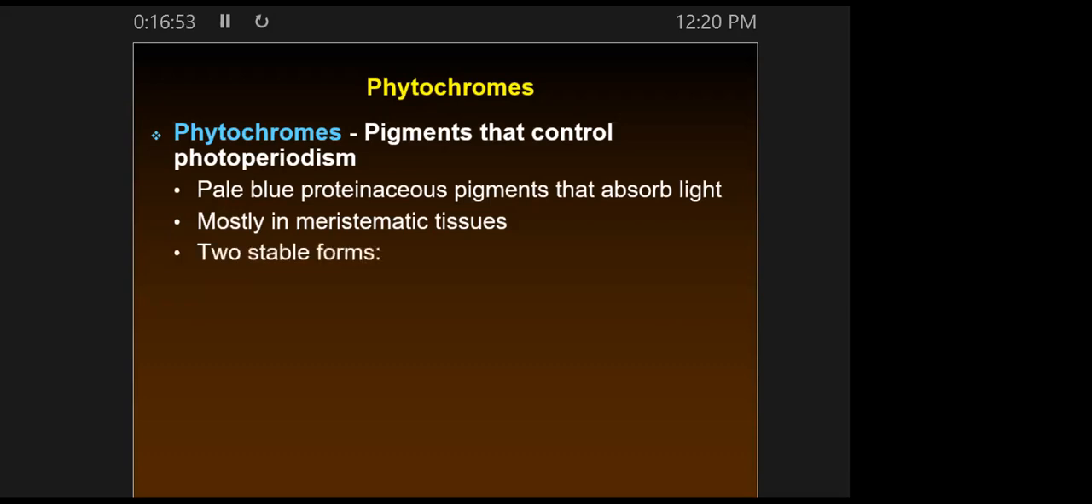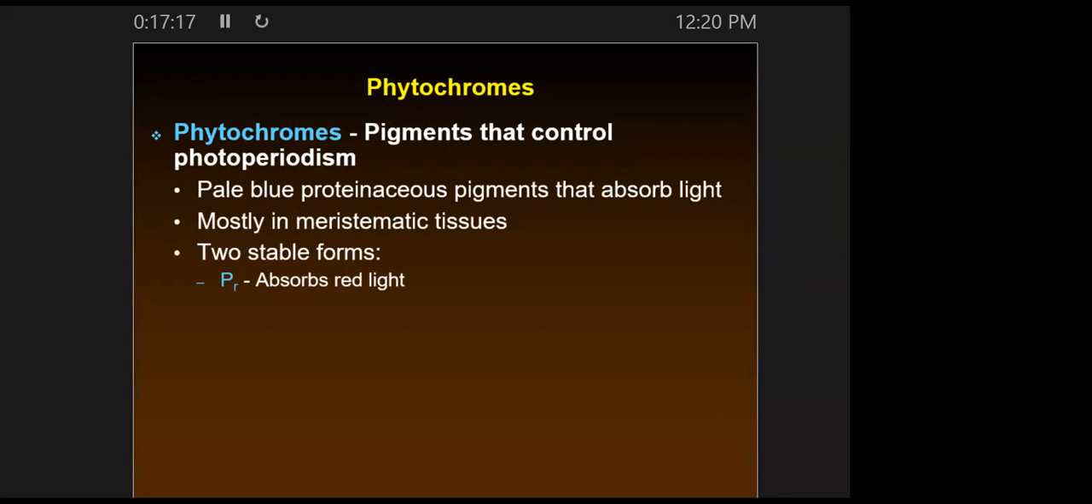They know that there are two forms of this pigment. One form they nicknamed the P sub R form. The P stands for phytochrome, that's the pigment. R just means that this form of phytochrome will absorb red light. So that's why they nicknamed it PR. So it absorbs red light.